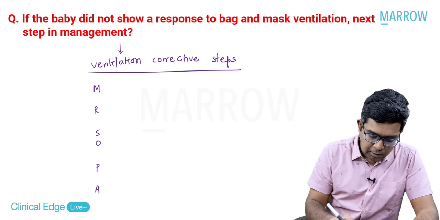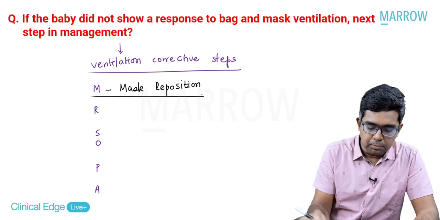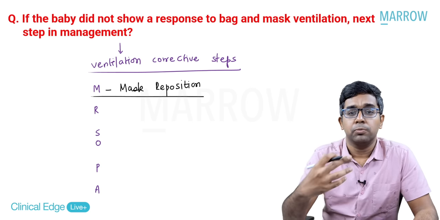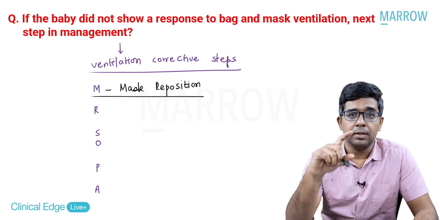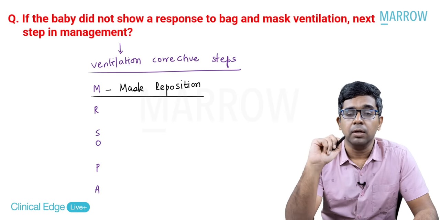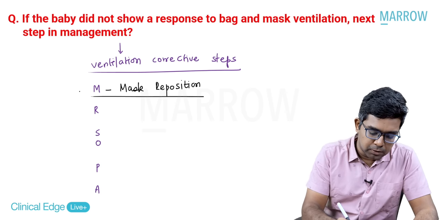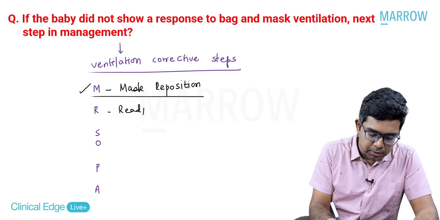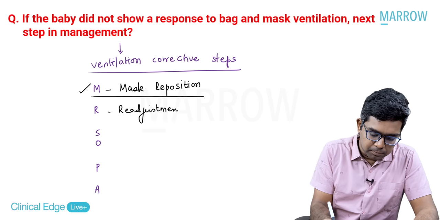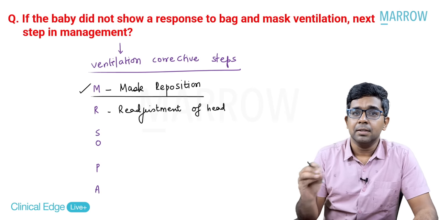Here it is M. M stands for mask reposition. Remember, whenever you're applying the mask over the baby's face, it should cover the mouth and the nose adequately with a tight seal so that there is no leakage of air. So you have to make sure that the mask is positioned properly. That is the answer for this question also, mask reposition. Then R is for readjustment of the head position. See whether you have adequately tilted the neck in the extension posture.